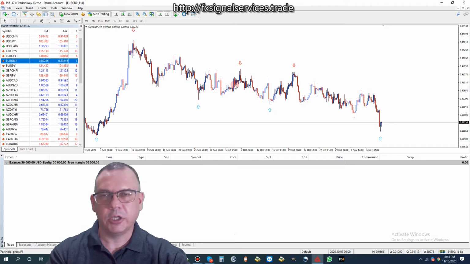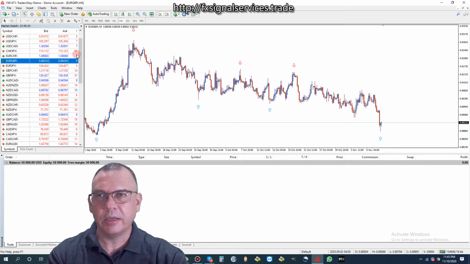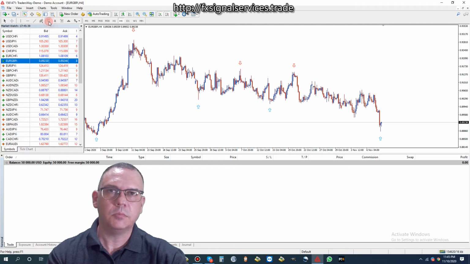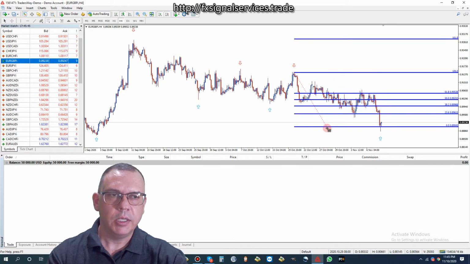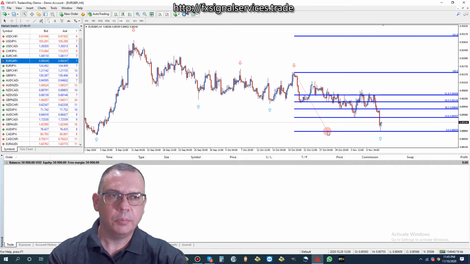on the 4-hour chart. So to do that, go on the toolbar right here where it says F for Fibonacci, okay, and click on that, and then you're going to draw from the last arrow right here, the top of that candle, and draw down to the bottom of this candle here, okay?